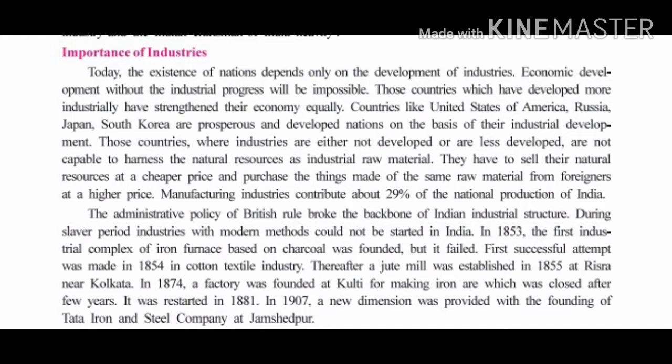Thereafter, a jute mill was established in 1855 at Rishra near Kolkata. In 1874, a factory was founded at Kulti for making iron, which was closed after a few years. It was restarted in 1881. In 1907, a new dimension was provided with the founding of Tata Iron and Steel Company at Jamshedpur.